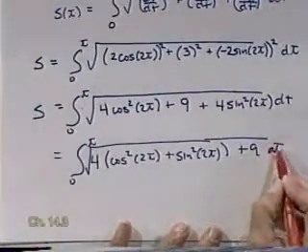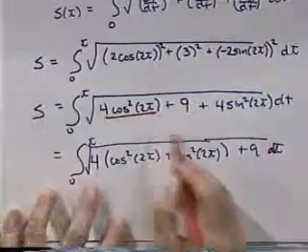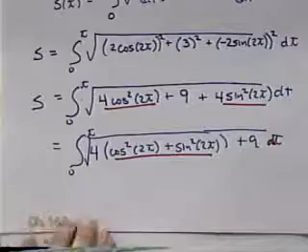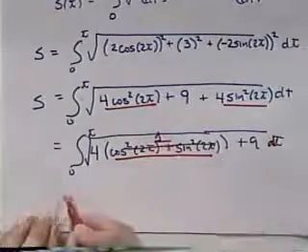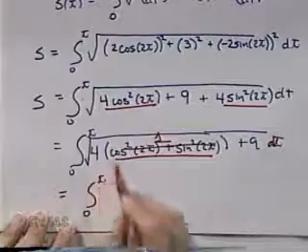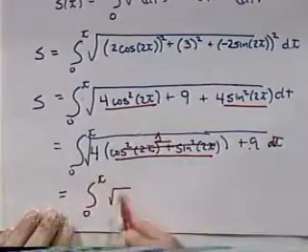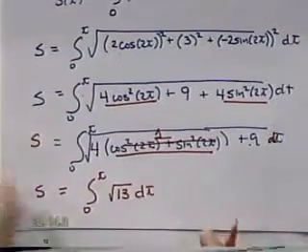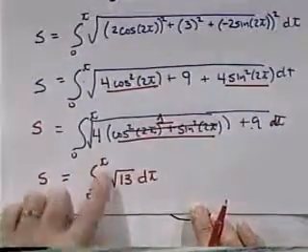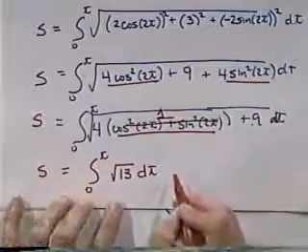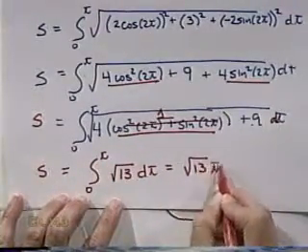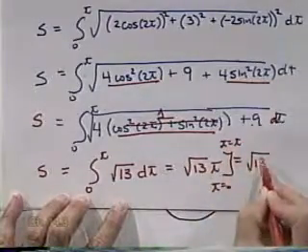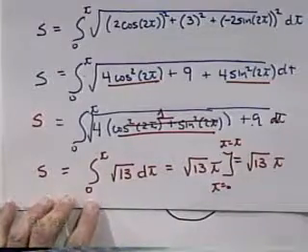This is dt here, dt. I just put the 4 cosine squared and the 4 sine squared together, and cosine squared plus sine squared of any angle is equal to 1. So I have the integral from 0 to t of the square root of 4 times 1 plus 9, which is square root of 13, dt. And so my arc length at the point that corresponds to t equals t is equal to square root of 13t as we evaluate it from t equals 0 to t equals t, which gives me square root of 13t minus square root of 13 times 0, which is 0.